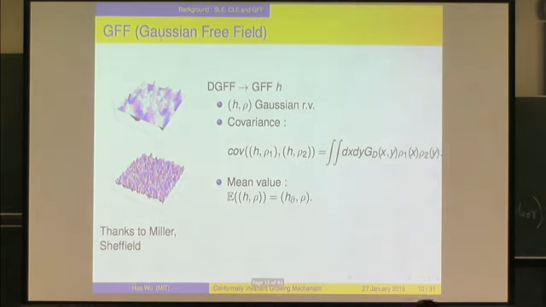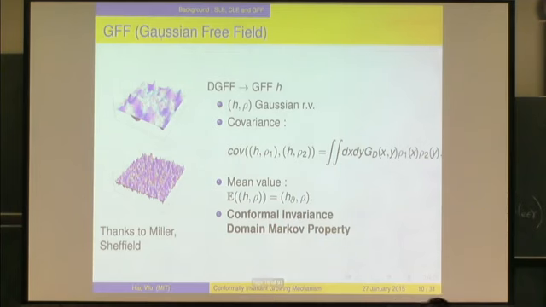Next, we let the size of the lattice go to 0. Then this discrete Gaussian free field will converge to the continuous Gaussian free field. But this continuous Gaussian free field is no longer a random function. It can only be viewed as a distribution. For this distribution, given any test function rho, each rho corresponds to a Gaussian random variable. The mean value is the integration of each partial against the rho, and the covariance is given by the Green function. For this continuous Gaussian free field, it also satisfies conformal invariance and domain Markov property.